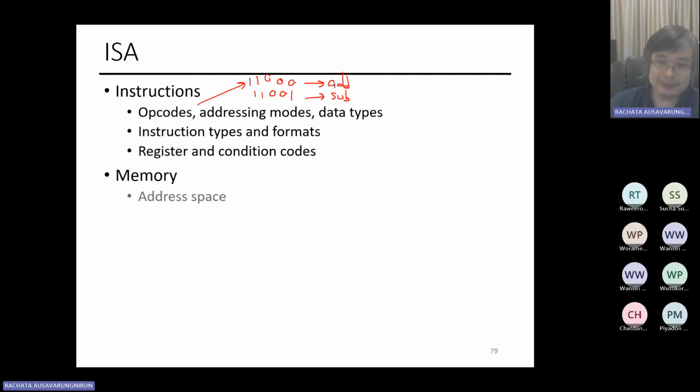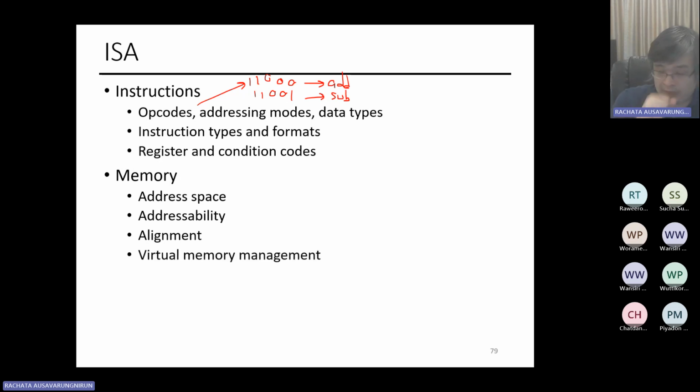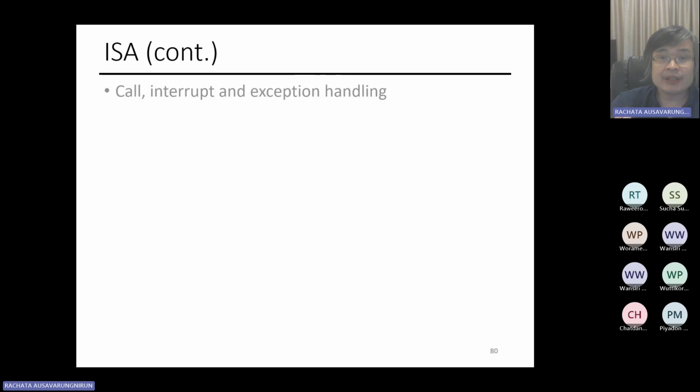All right. Then you have the memory, which has the address space. Where's my data, and which region of addresses don't I belong to? I should not go and access those spaces. It should have addressability, which is: how do we go and get to our data? Alignment. Do I do 4-byte alignment? Do I do 1-byte alignment? How do I manage virtual memory?